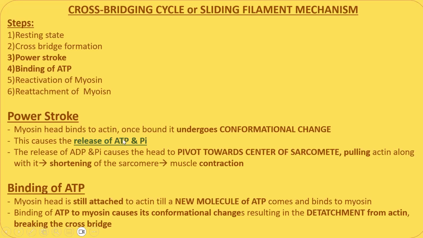Adenosine diphosphate. I will change it, okay? Sorry about this. But it will cause the release of ADP and inorganic phosphate. So ATP will get hydrolyzed by the action of ATPase into ADP and inorganic phosphate. Now, this will allow the myosin to bind to actin, and it will cause the pivoting of the thick filament towards the center of the sarcomere. And this is what we call the power stroke.